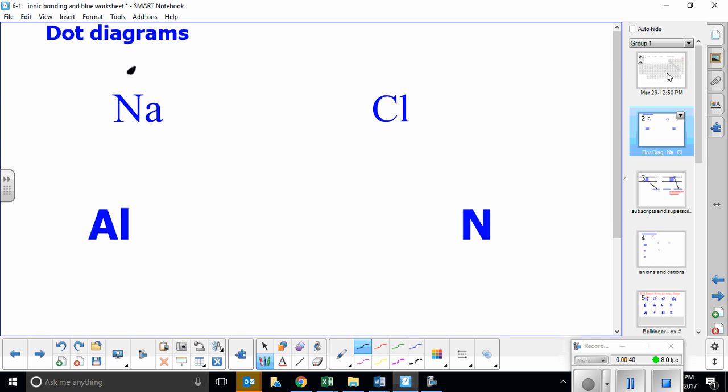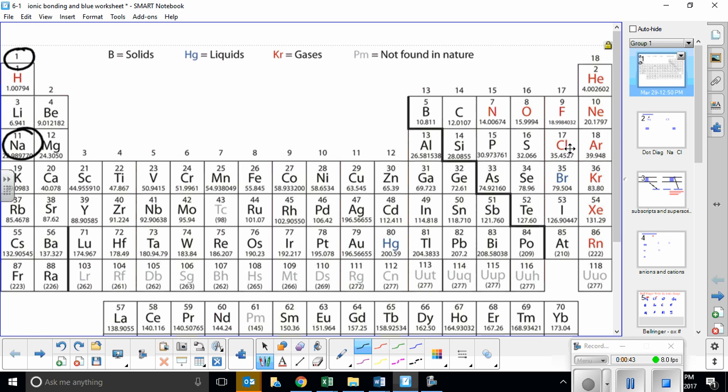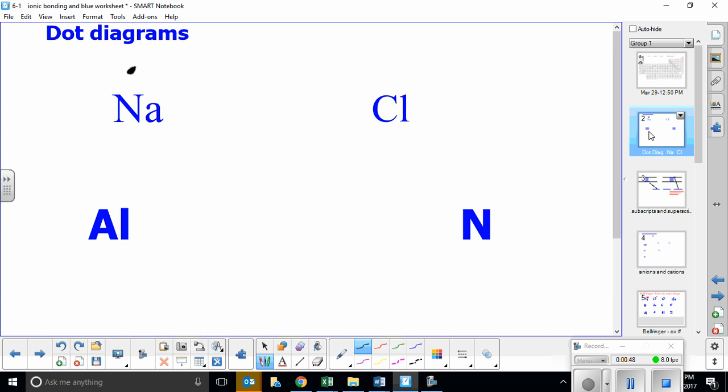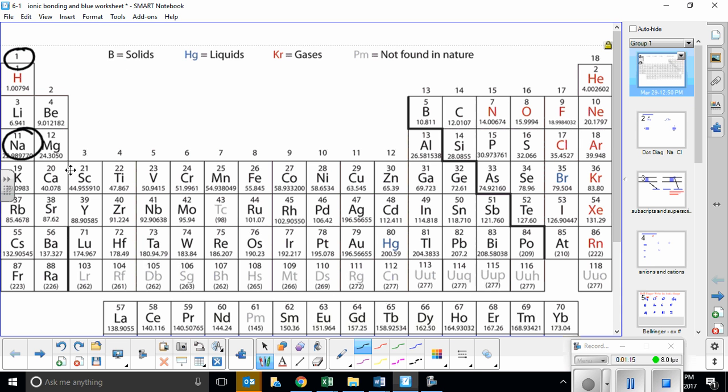We go back and we look at chlorine, and chlorine is right here, and it's in group 17, so it's going to have 7 dots. So we go 1, 2, 3, 4. I'm going to pair them up, 5, 6, and 7. Aluminum, we would find, is in group 13. So it's going to have 3 dots, 1, 2, 3. And nitrogen is going to be in group 15, so it has 5 dots, 1, 2, 3, 4. And then I pair that one up with number 5. So again, we look at the periodic table to help us out with those things. And that should be review.